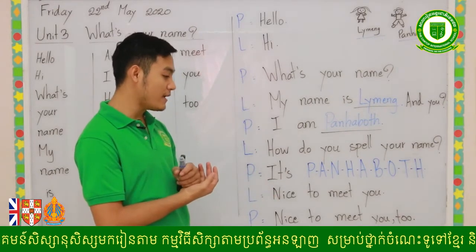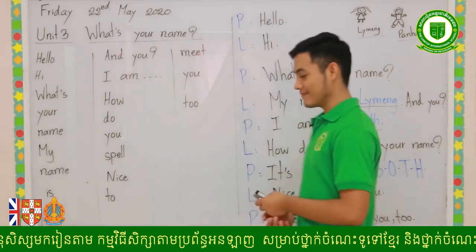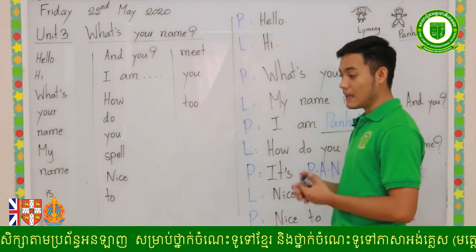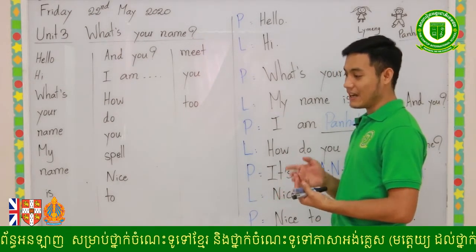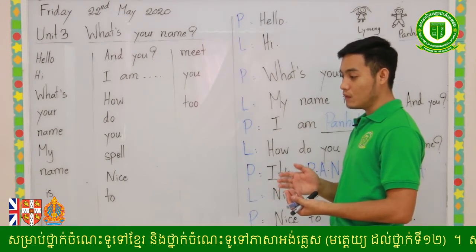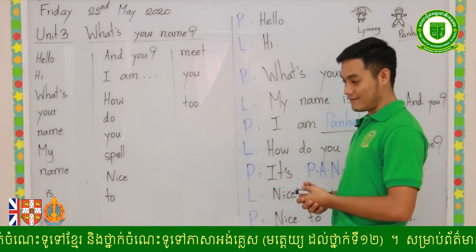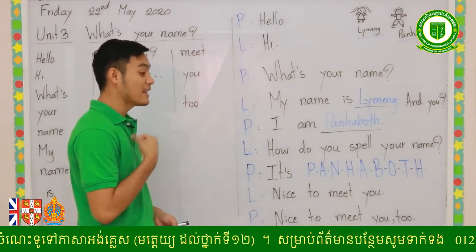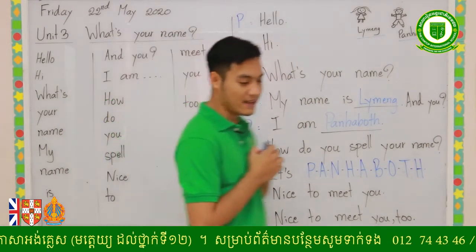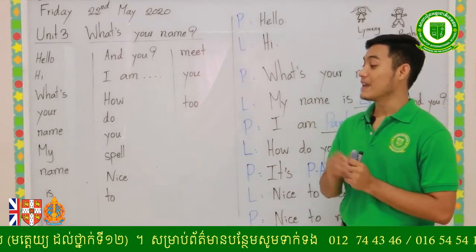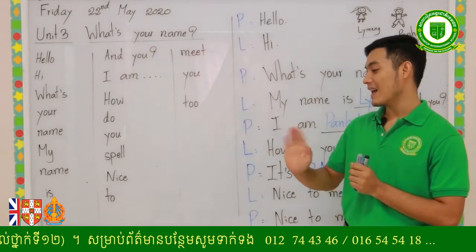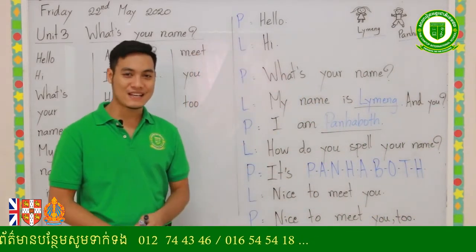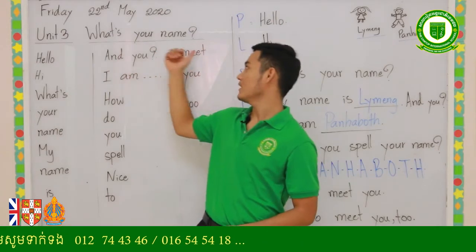How do you spell your name? Panyabot says, it's P-A-N-H-A-B-O-T-H. Panyabot. Wow. And then Li Meng says, it's nice to meet you. And Panyabot says, nice to meet you too. Bye. Say bye. Okay. So here is the conversation about what's your name.